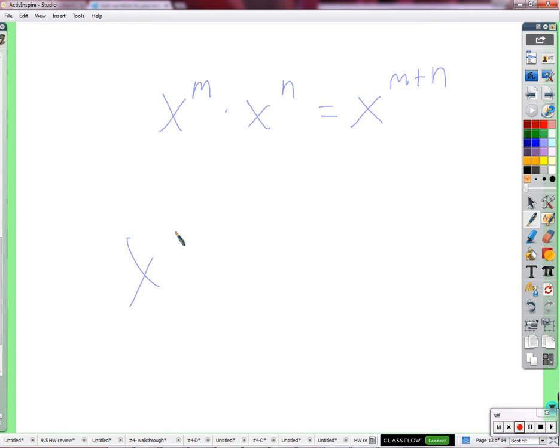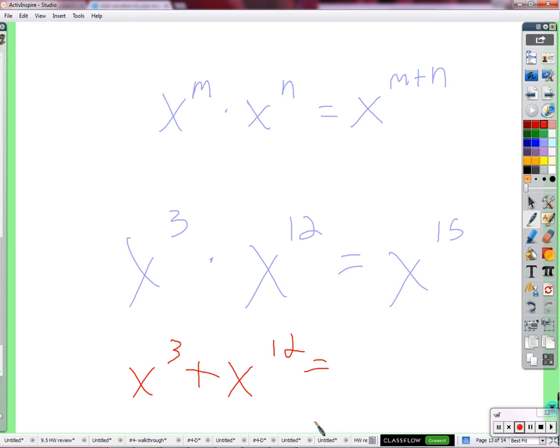So one last time, like x to the 3rd times x to the 12th. Combine that into one nice little package: x to the 15th. And just to contrast that, now what if it was x to the 3rd plus x to the 12th? Can I put that together somehow? No. Not really. You've got x to the 3rd plus x to the 12th. It's not x to the 15th, right? This is x to the 15th, and that's only because we're multiplying. It's just a bunch of multiplication. This is some multiplication with some addition in the middle.